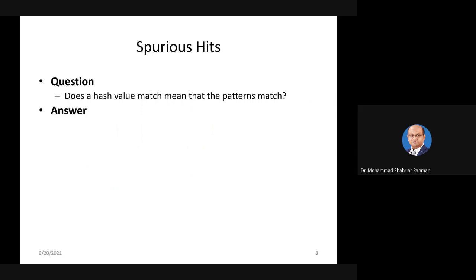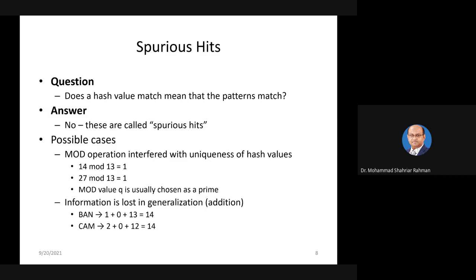Okay. Does the hash value match mean that the patterns match? If a collision has happened, then that doesn't mean that because a hash value matched, the pattern matched. That may not be true. In string matching this is called a spurious hit. So here, 14 mod 13 is 1, 27 mod 13 is 1. So you have a collision here.